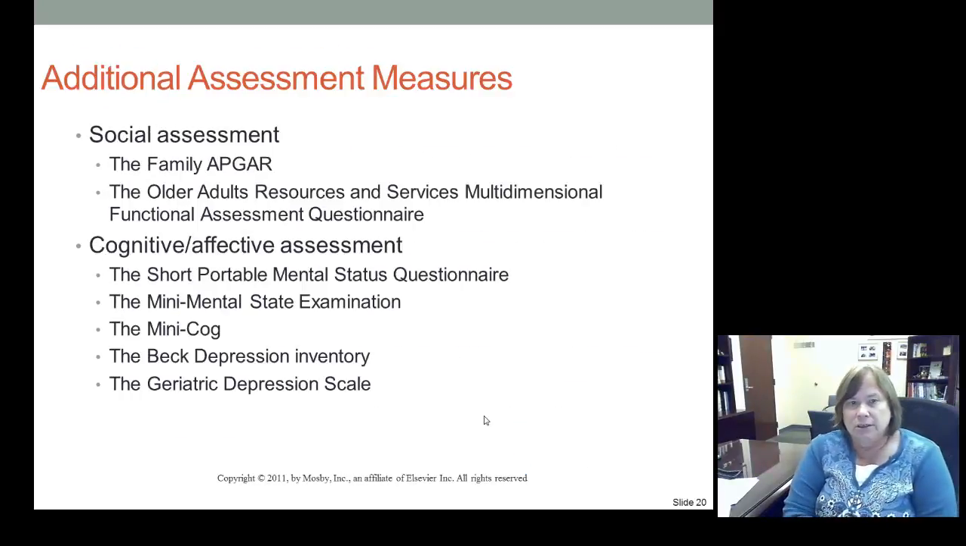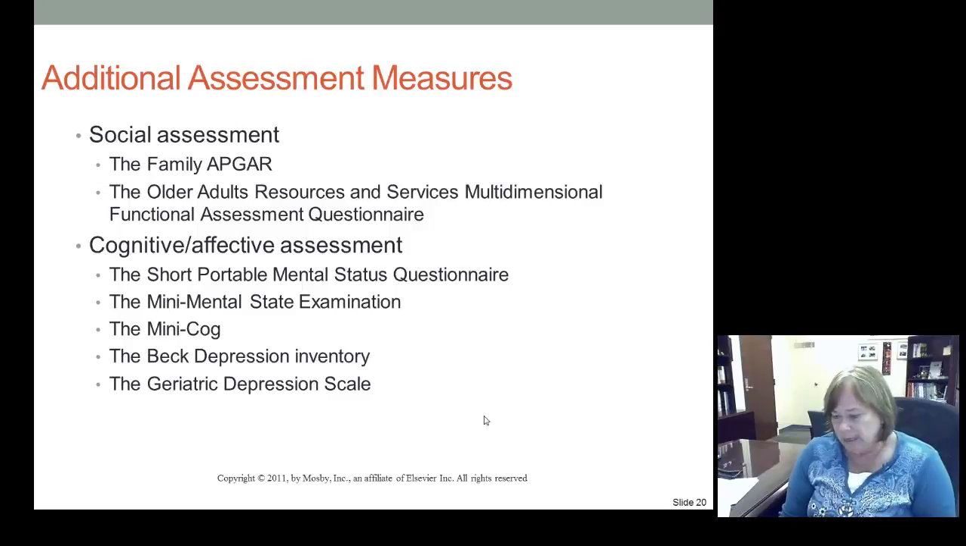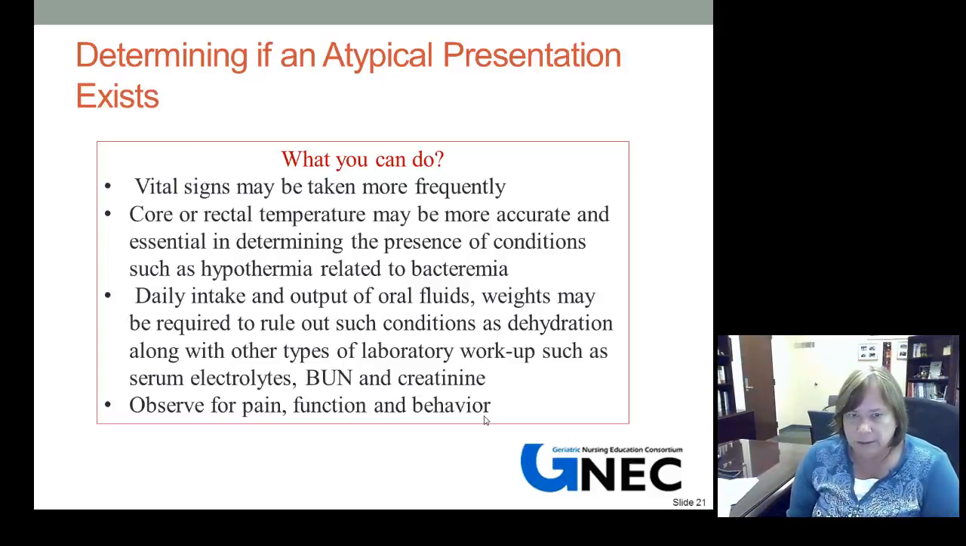There are additional assessment methods, and these are instruments that you could use. Remember, for your social assessment in your assignment, it refers to the family APGAR, which is referred to in your textbook. For your cognitive affective assessment, your written assignment refers to one of these, but you can have your choice as to which one you would prefer to use.